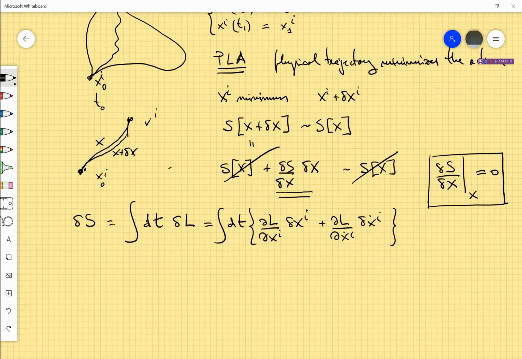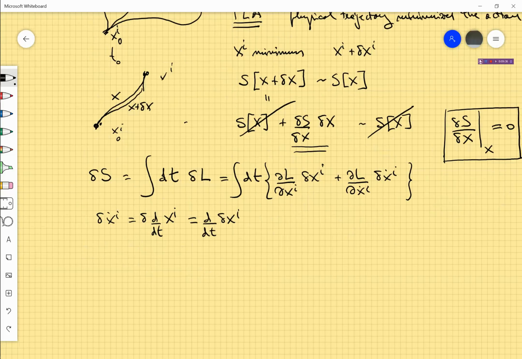Now, before I take the next step, you see that since this variation delta does not act on time, it will commute with derivatives of time. So I have delta x dot i, which is the same as delta of the derivative with respect to t of x^i, and this, at least for this particular kind of variation that only acts on x^i, is the same as this.